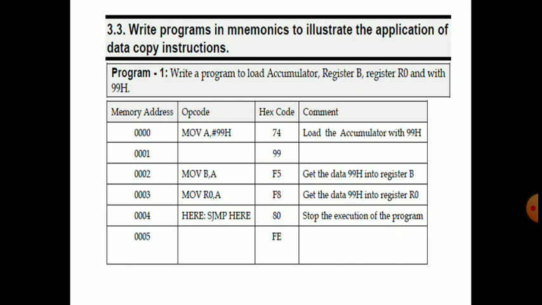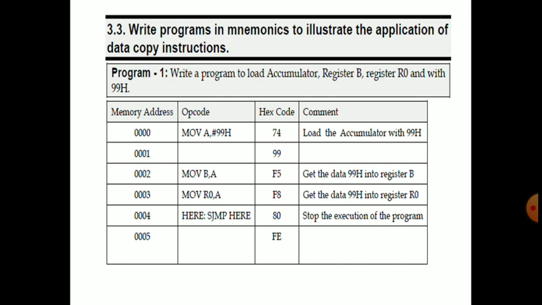So the second instruction MOV B comma A will be executed after the first instruction, and after the first instruction the A register, that means the accumulator, will contain the data 99H, which will move on to the B register. And the third instruction is MOV R0 comma A. Before this execution the accumulator will have 99H and B will have 99H, and after this third instruction MOV R0 comma A, again 99H will be copied onto R0. So after this execution the program has to be halted, the execution has to be stopped.